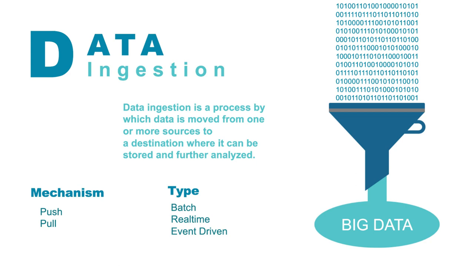Second is type. What are the different types of data ingestion? Data ingestion can be in three ways: either batch, real time, or event driven. Now, what is batch data ingestion? Batch data ingestion is where we have a stipulated time when we want to run the data ingestion. Let's say once a day, twice a day, or in a week, in a month, or whatever may be the frequency. We want to pull bulk data within a stipulated frequency.